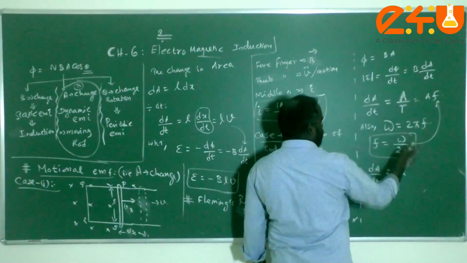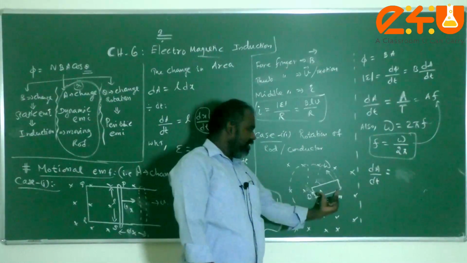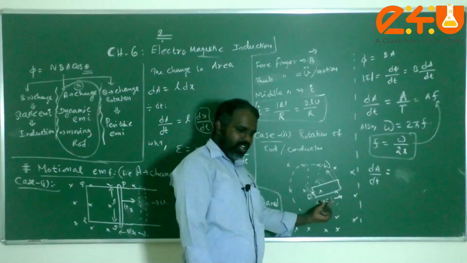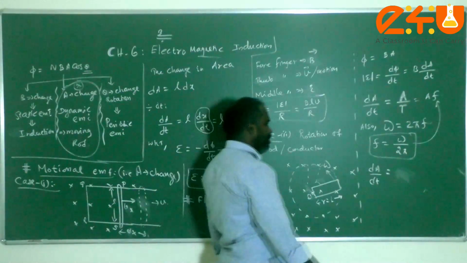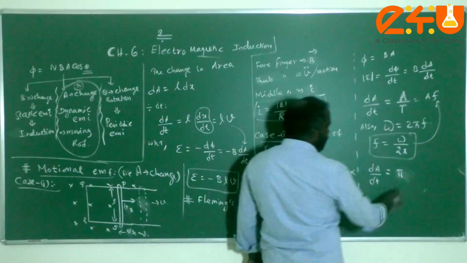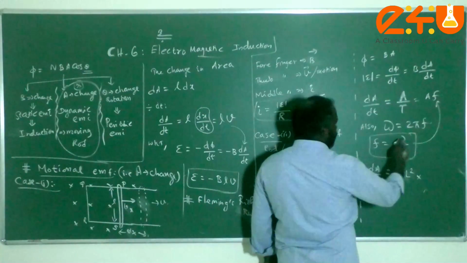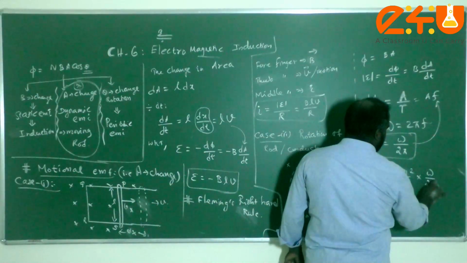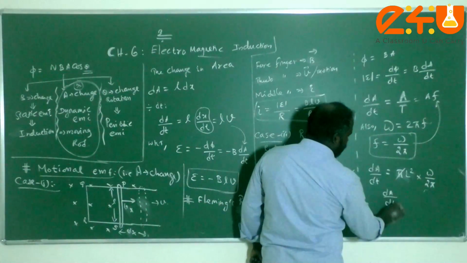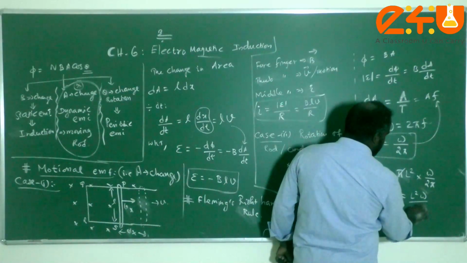A is nothing but the total enclosed area, which is pi r squared. The radius of the circular path is equivalent to the length of the rod, so I can take that to be L here. Therefore the area is pi L squared, into f, which is omega by 2 pi. Therefore pi gets cancelled out, and I get dA by dt equal to L squared omega divided by 2.